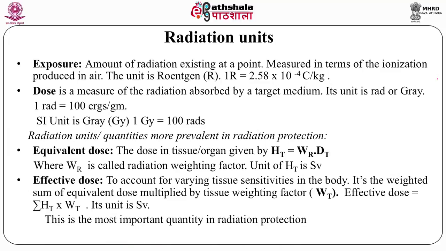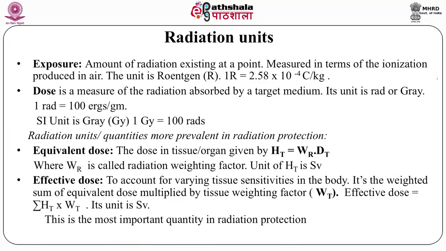That will help us later on dealing with permissible limits and other issues of radiation protection. So the first quantity that came into the picture was called exposure, and it was the amount of radiation existing at a point. How did one measure it? It was measured in terms of the ionization produced by the radiation in air.